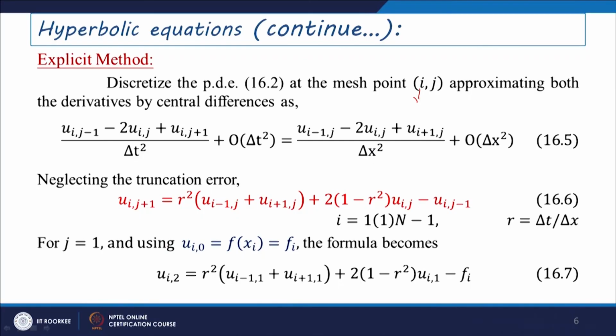So, for this explicit method, if you just discretize this partial differential equation at the mesh point (i, j), suppose i is the space coordinate and j is the time coordinate, then we can write this as (u_{i,j-1} - 2u_{i,j} + u_{i,j+1}) / Δt² + order of Δt². This equals (u_{i-1,j} - 2u_{i,j} + u_{i+1,j}) / Δx² + order of Δx².